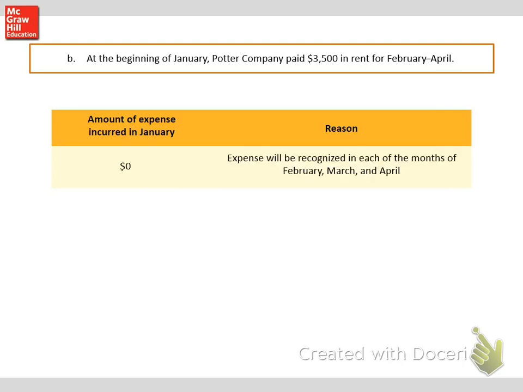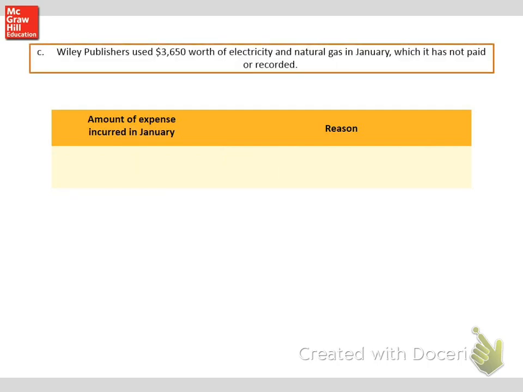It's going to be an expense in February, in March, and in April. It will be rent expense in each of those months. And we'll do that with adjusting entries, which we'll learn about next week. That's Chapter 4. So right now it's prepaid rent and cash.